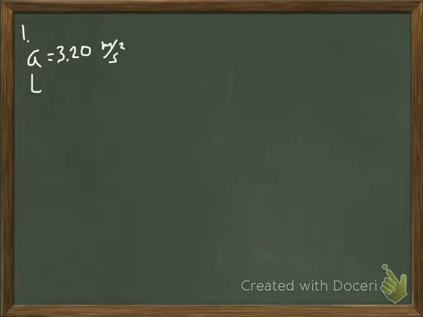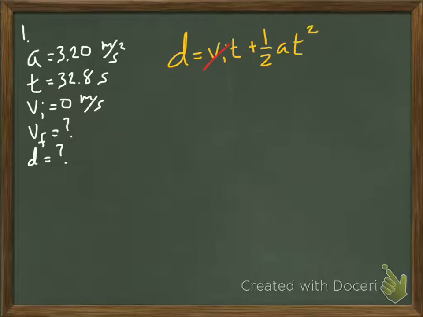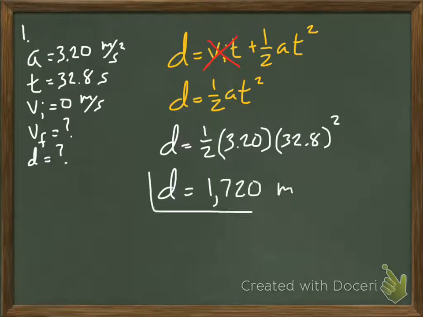If you take a look at number 1, we're given the acceleration of an airplane, the time it takes for it to accelerate down the runway. We can assume that the initial velocity is 0 because the plane is presumably starting from rest. So, taking into consideration the variables that we have, we can use the d equals vt plus 1/2 at squared equation. The first term, the initial velocity times time, cancels out because the initial velocity is 0. So then plugging in for the rest, we can solve for distance.